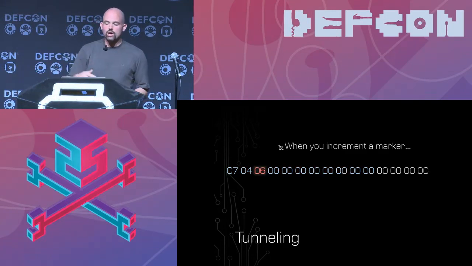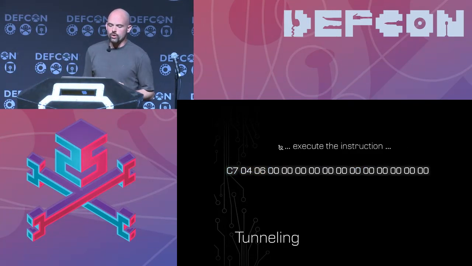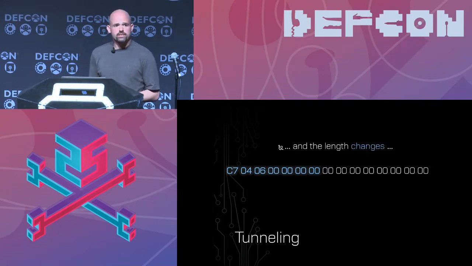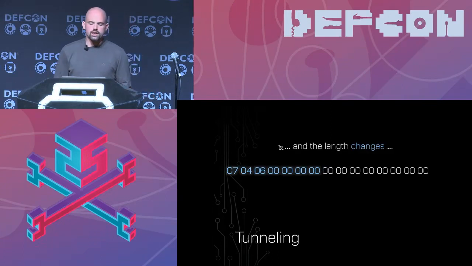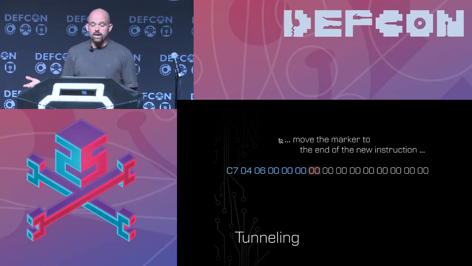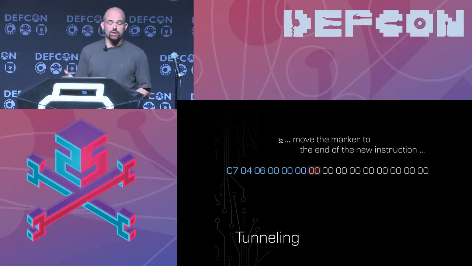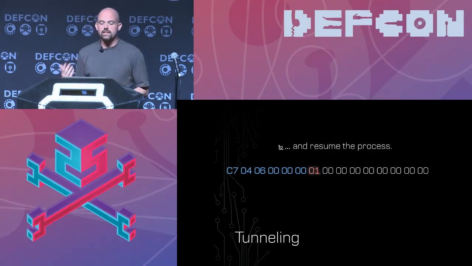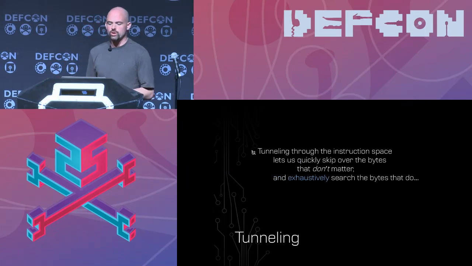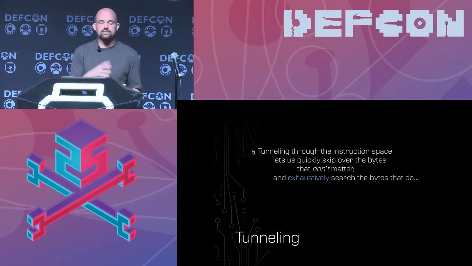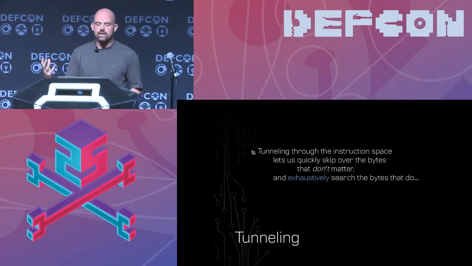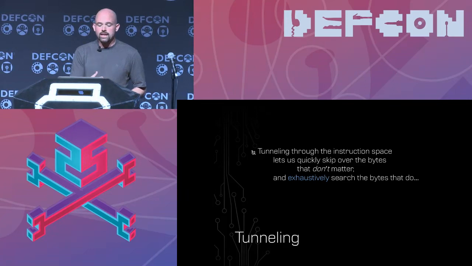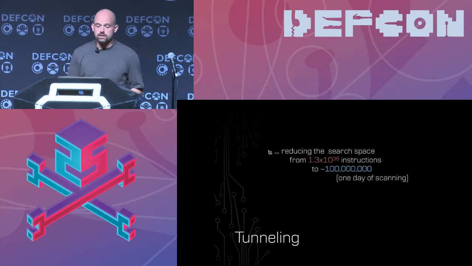And eventually, when you increment the marker, you're going to find, when you execute the instruction, that the length changed again. So at this point, we now move back to the end of the instruction and start the whole process over, incrementing that last byte and seeing how long the instruction is. So this is a sort of neat algorithm, this tunneling algorithm. It lets us search through the instruction space really quickly, skipping over the bytes that don't matter and focusing on those that do. It lets us basically exhaustively search the bytes in the instruction that actually matter.